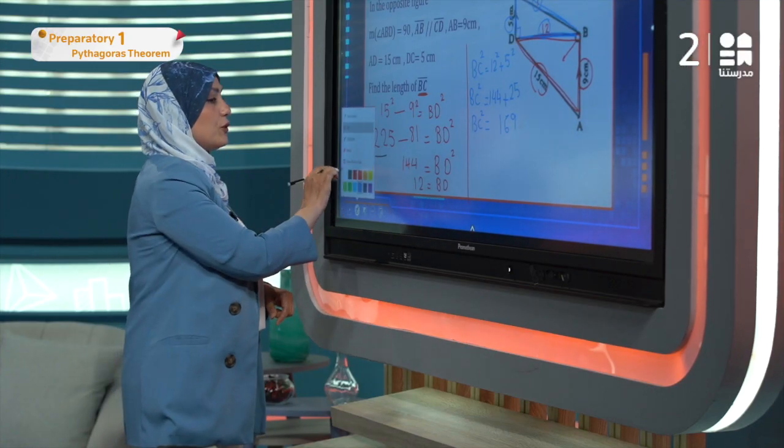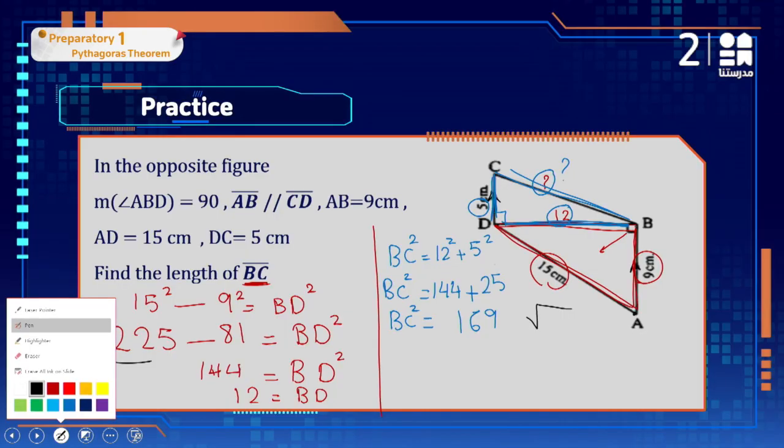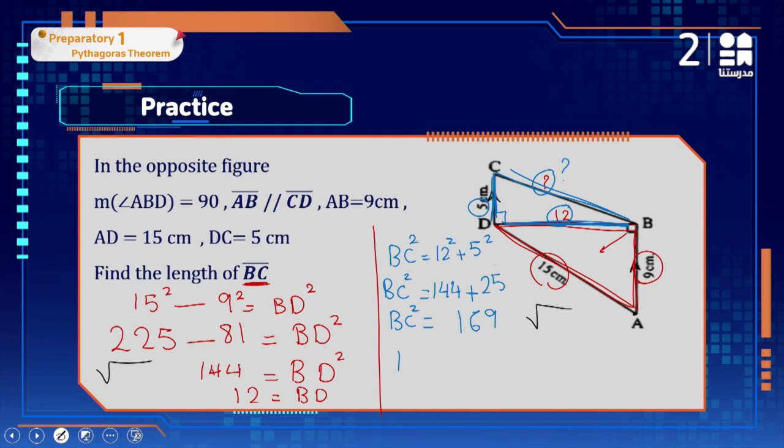How can we find BC now? Also take the square root. We are going to take the square root for both sides. So BC equals the square root of 169. By evaluating it, we will get 13. So BC equals 13. That's all about the Pythagorean theorem.